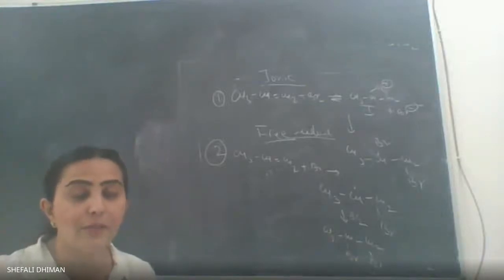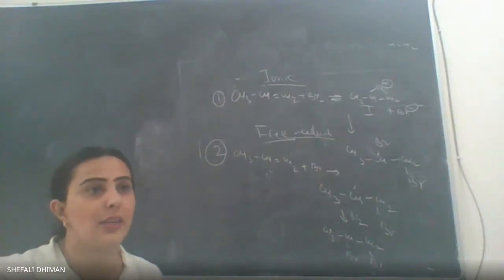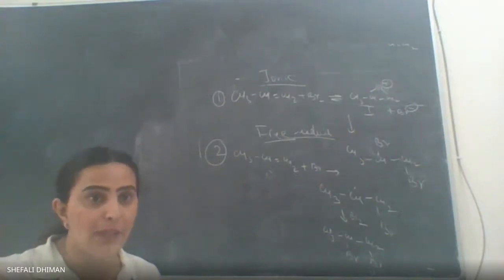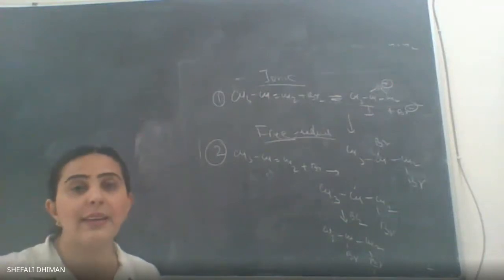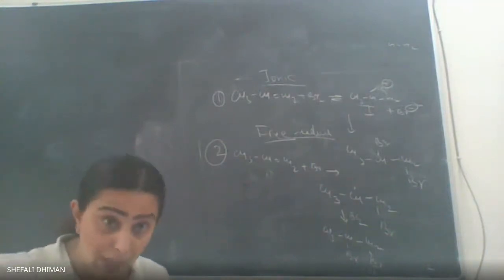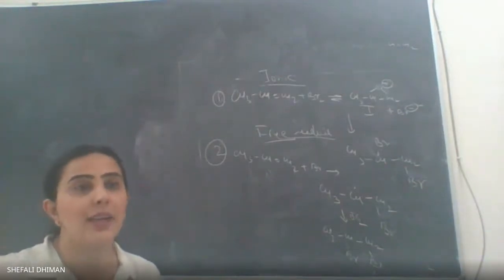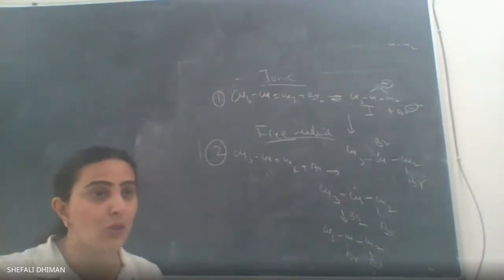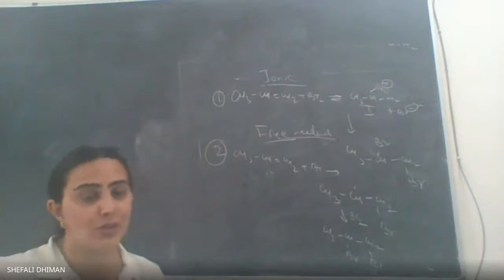Why is an ionic or a free radical addition to the double bond not observed with NBS, N-bromosuccinimide, if bromine is the reacting species? The answer to the question is because the concentration of bromine in the reaction mixture is too low.